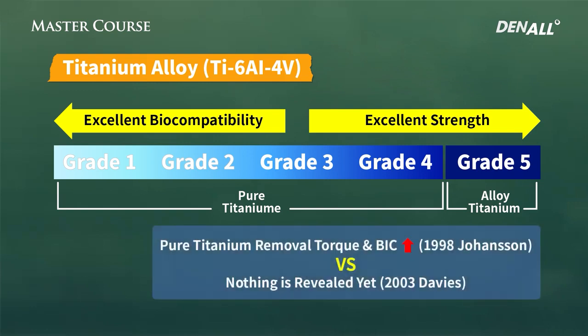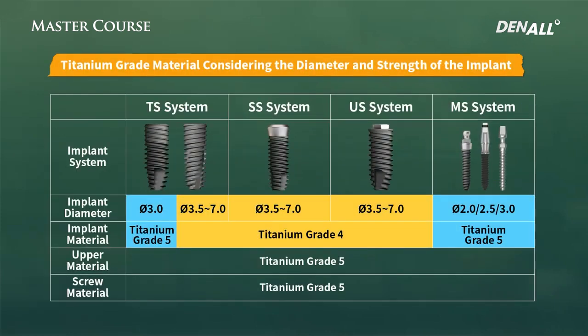There used to be huge controversy over pure titanium versus alloy, but it has subsided. Right now, where high strength is required, the small diameter implants or superstructure abutments or screws use grade 5 titanium, and in other parts, grade 4 titanium is used.